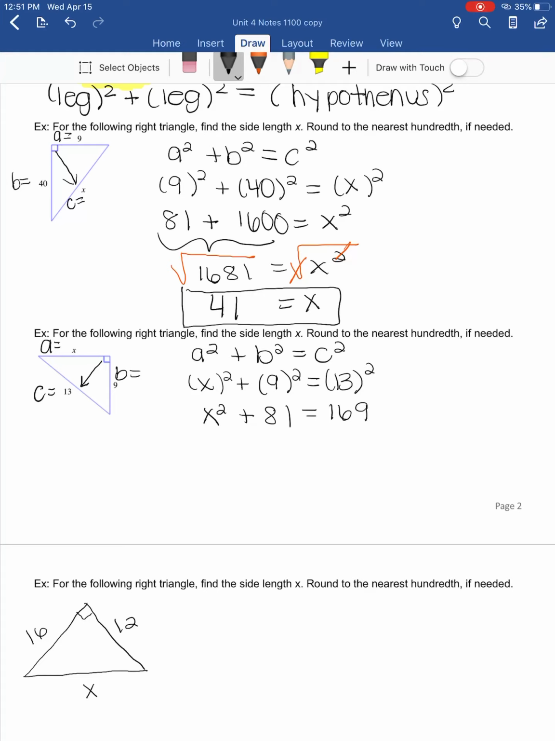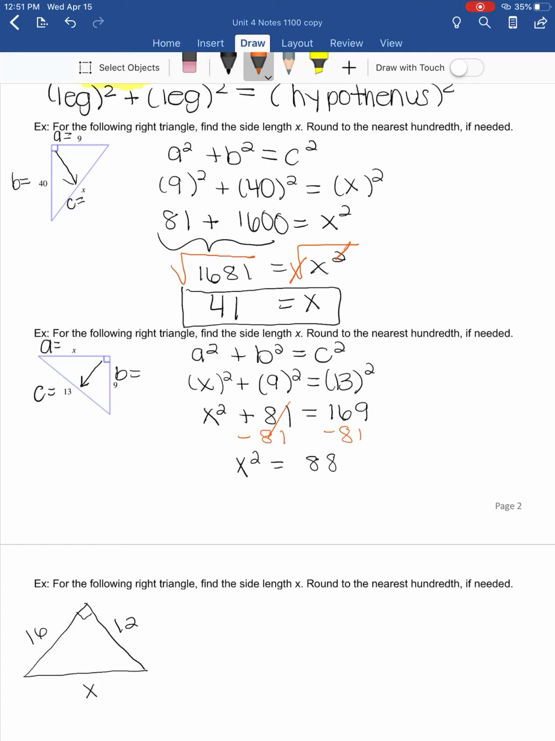Now getting X squared by itself, first we have that plus 81. We need to get rid of that plus 81 first, so we're going to do the opposite. We are going to subtract 81 from both sides. That way 81 minus 81 goes to 0 and cancels out. We're left with X squared equals 169 minus 81, which in our calculators will give us 88.